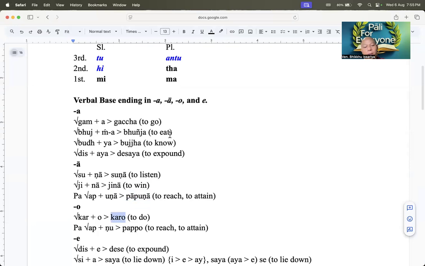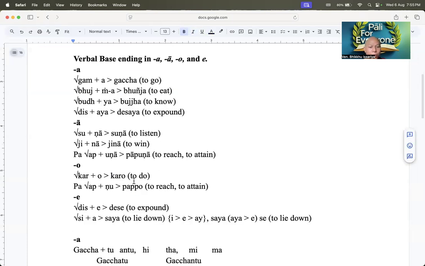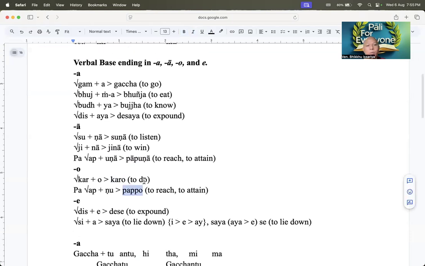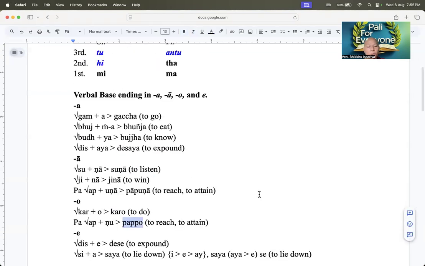We don't need to do anything. Just Karo. But also here all ending. You see, the base is ending in the O. That is the only one from Karo He. So Karo He, Karo Ta, Karo Mi, Karo Ma. Okay. And then Papo also. Papo do, Papo do, Papo he, Papo ta, Papo mi, Papo ma.